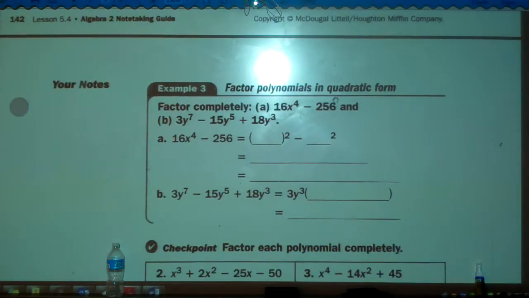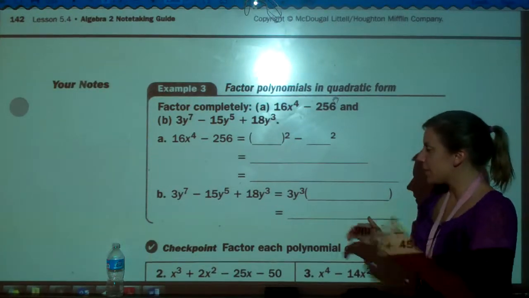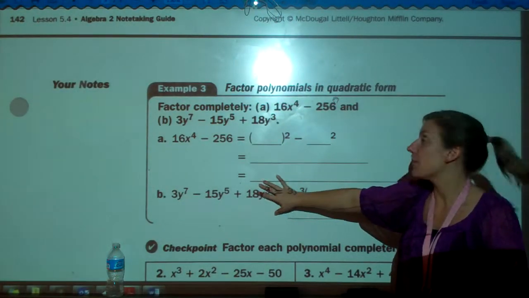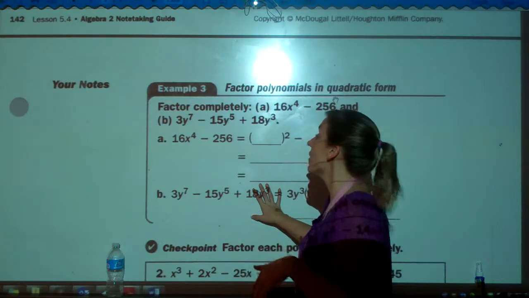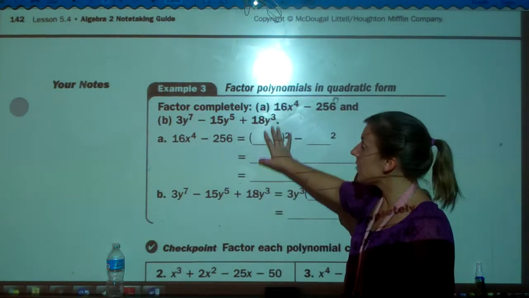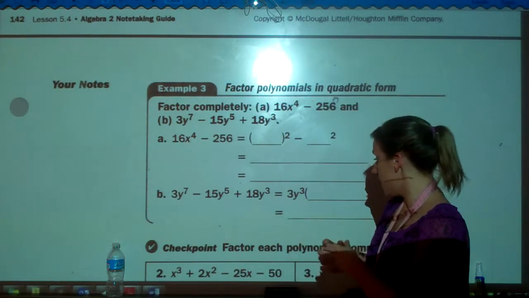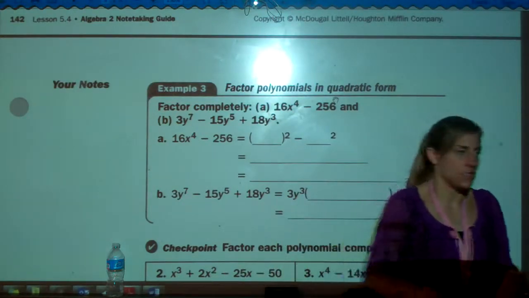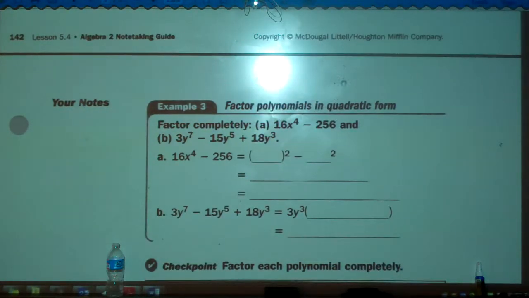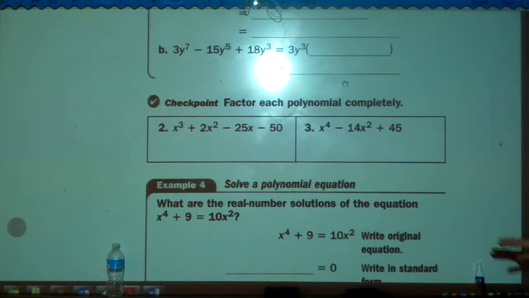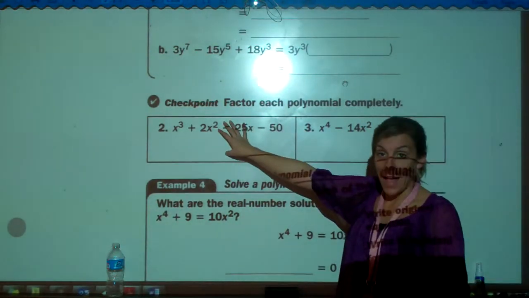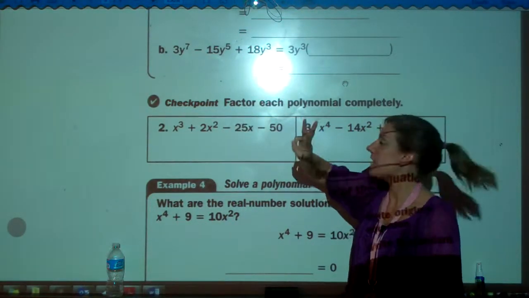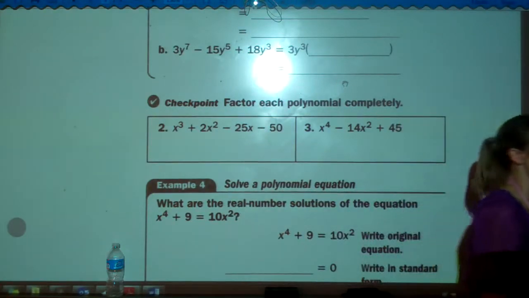Alright, so here's where we left off. We did do example 3 on the last notes. So these, example 3, parts A and B, are filled in, as well as the 2 practice problems. Okay, so these 2 practice problems were from last lesson, part 3. So now we're going to pick up here, but it's the same idea.